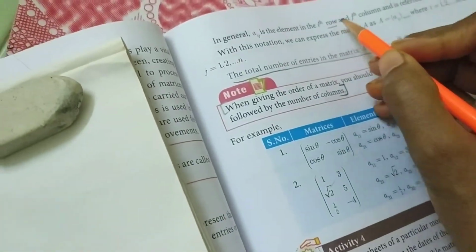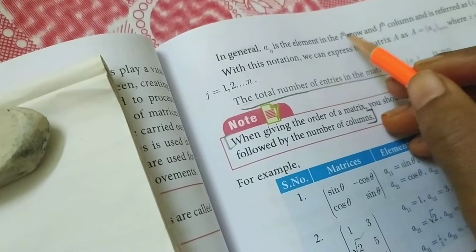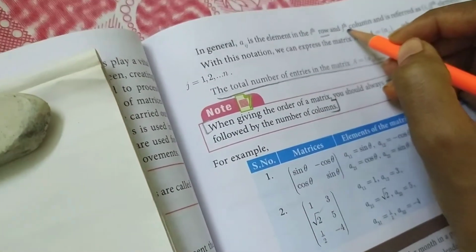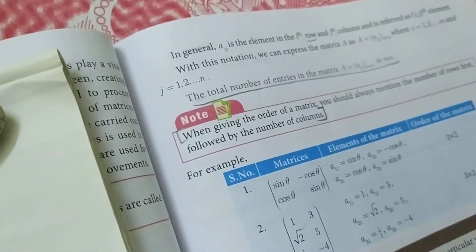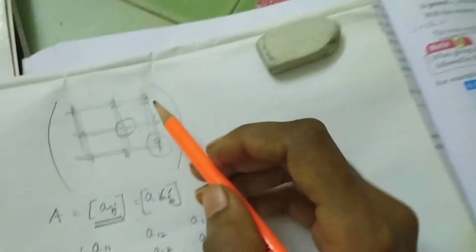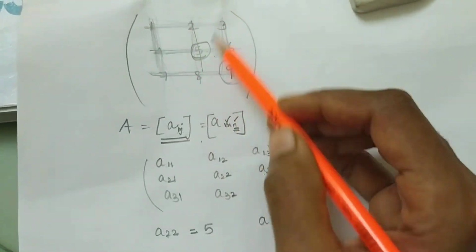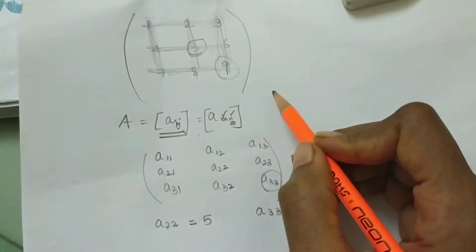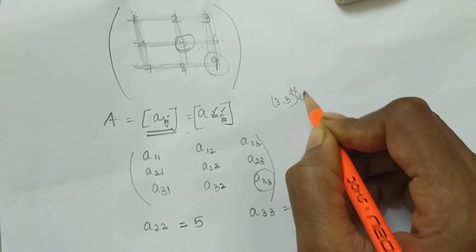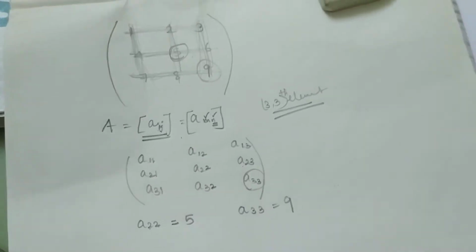The i-th means row, as I told you. They can write m also, or i also. So i means row, j-th means the j-th number of the columns we are having. So this refers to the ij-th element. In this matrix, how many elements am I having? 1, 2, 3, 1, 2, 3. So 3 rows, 3 columns, 3 by 3 elements. This is the process of writing.